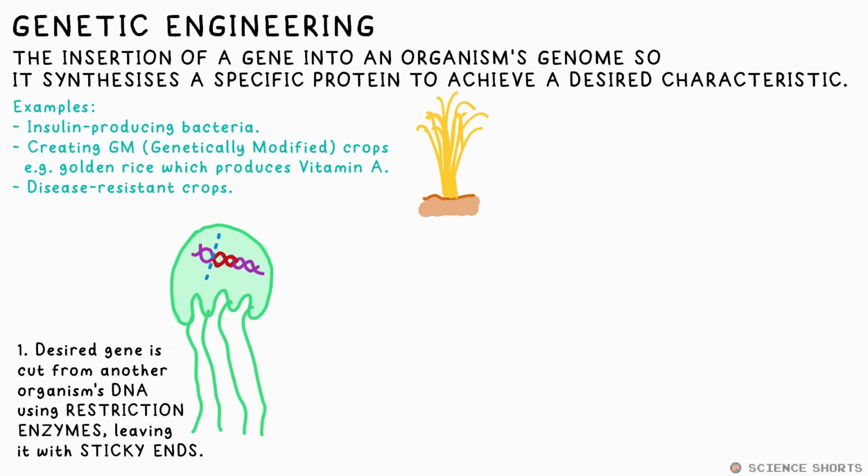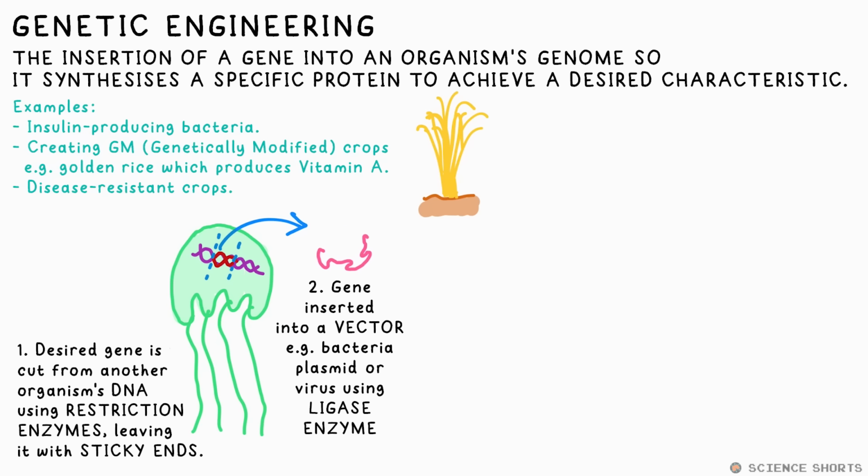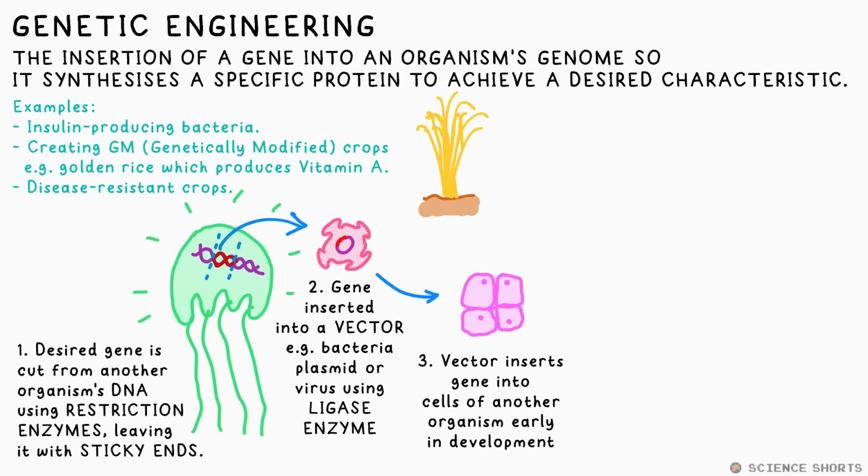A gene is chemically cut from the organism that has the desired characteristic. This is done using enzymes, for example, the gene from a jellyfish that causes it to glow in the dark. This is then inserted into a vector, like a bacterial plasmid or virus that, in turn, inserts the gene into another organism, say a bunny rabbit.